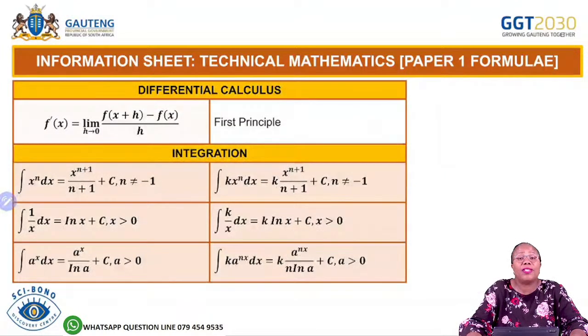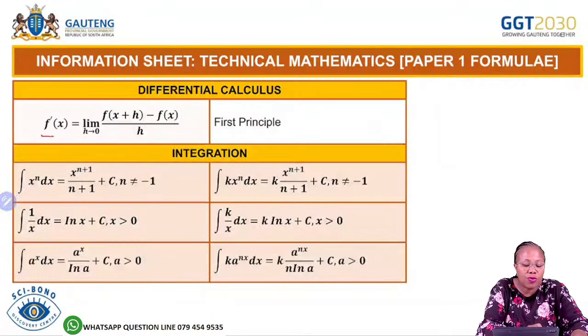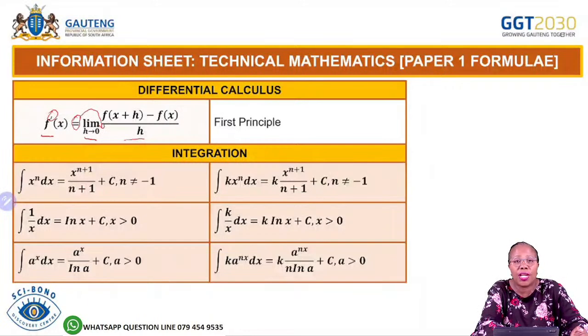Then followed by differential calculus. With differential calculus, we have only one formula, which is the first principle formula, and the formula says that f derivative of x is equal to the limit of h approaching 0 of f at x plus h minus f at x, and then everything over h, grade 12. Please ensure that this dash is there on your formula. Without that dash, it is no more a first principle formula. Ensure that the equal sign is before the limit. You cannot put that equal sign after a limit. That will be a notation error, grade 12.